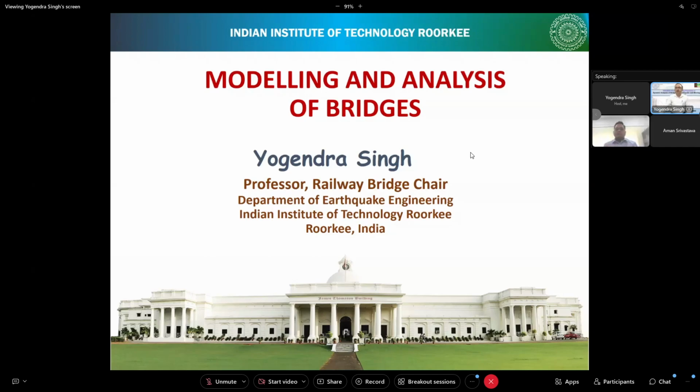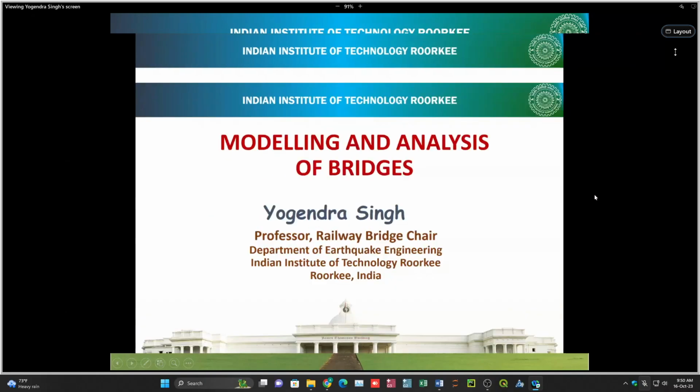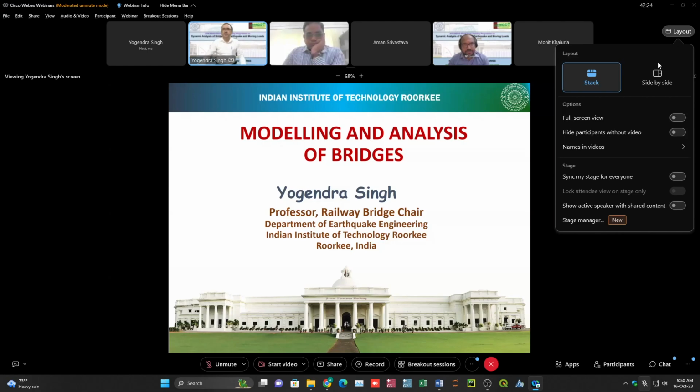The second action under which the dynamic behavior of bridges is important, perhaps all of you are aware, is earthquake. When an earthquake causes shaking of the ground below our structure, whether it is a building or a bridge, the structure is set to vibration, and due to those vibrations it will have a dynamic behavior.